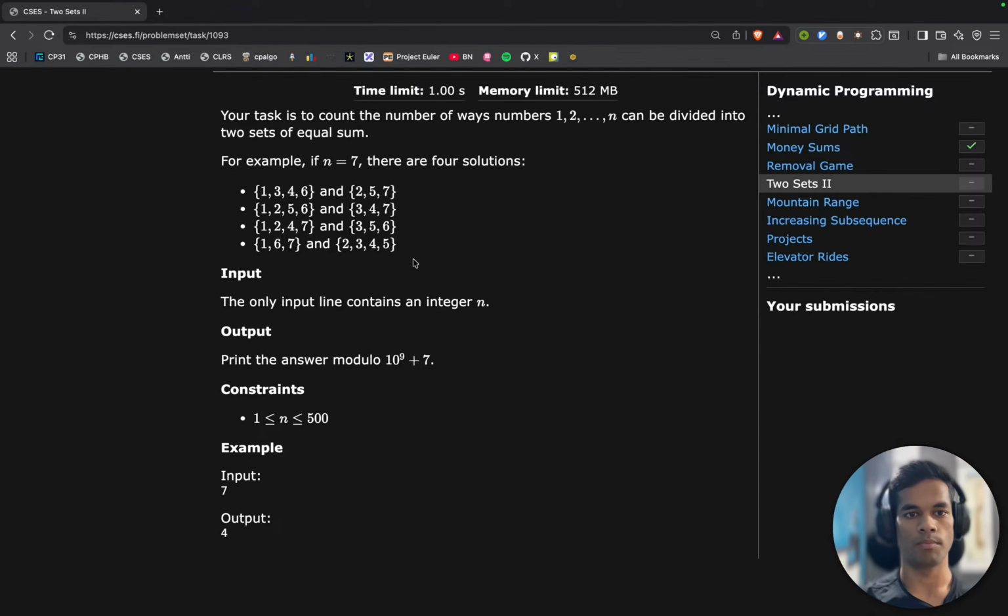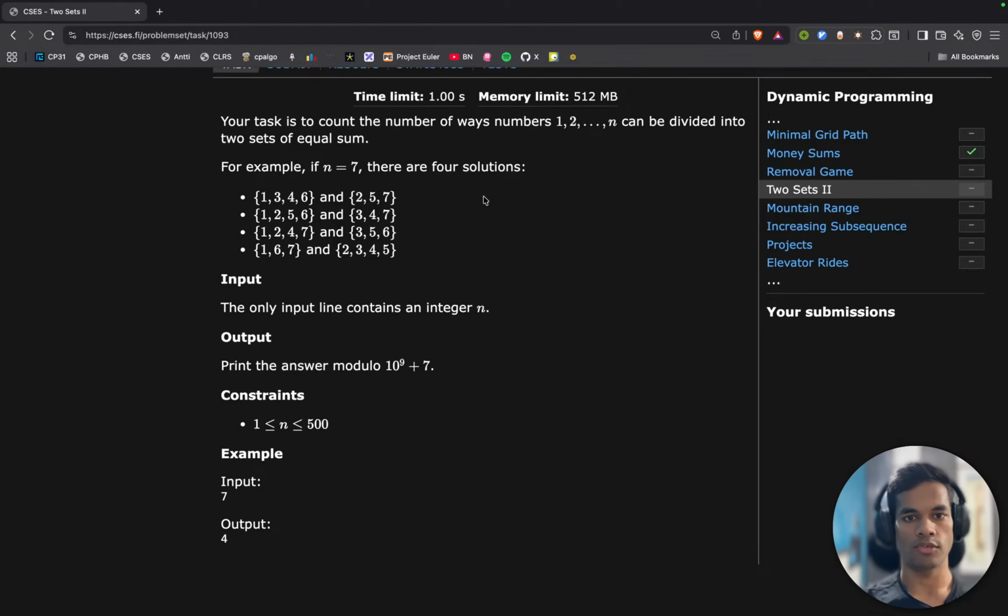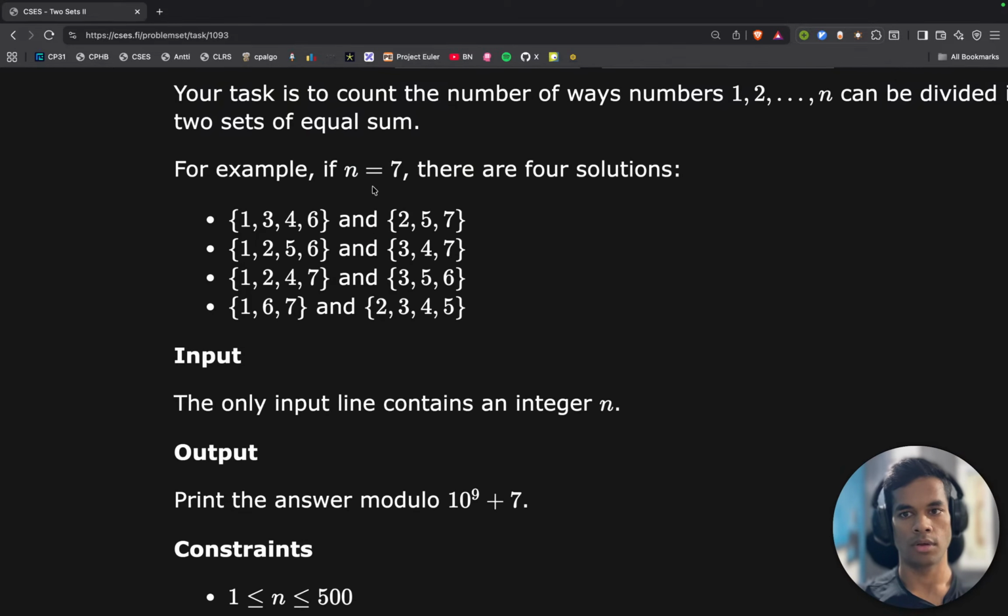CSES. Let's go. This question. Your task is to count the number of ways numbers 1 to n can be divided into two sets of equal sum. For example, if n equals 7, then there are 4 solutions. They can be divided into two sets with equal sums.